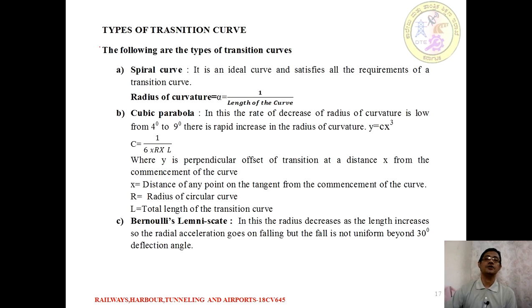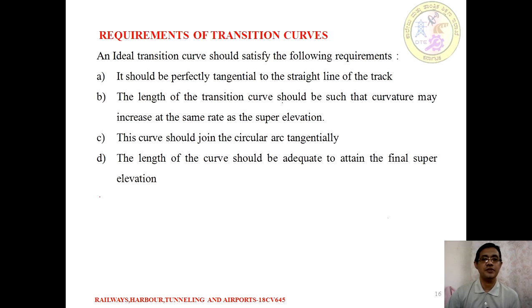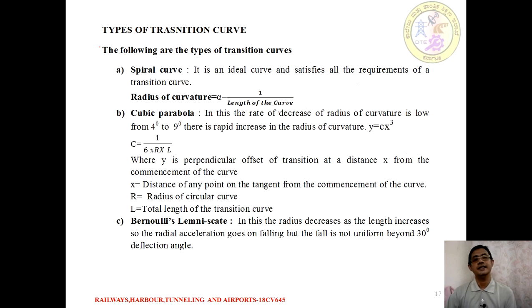So the requirement we have studied, we are going to have different types in order to meet this requirement, that is a tangential or gradual increase with respect to the rate of super elevation. So tangential to the circular curve, we are going to have different types of transition curves.